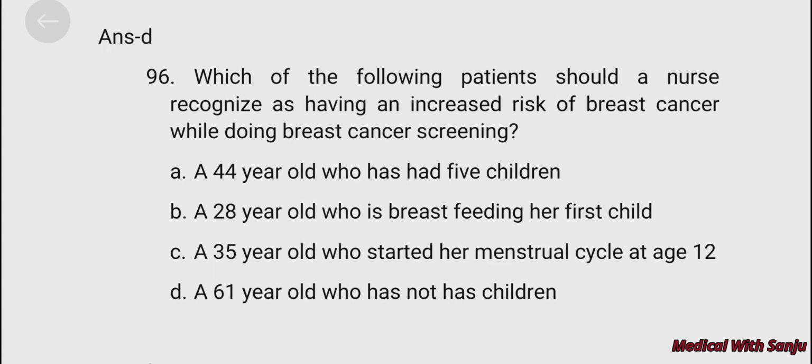Question number 96. Which of the following patients should a nurse recognize as having an increased risk of breast cancer while doing breast cancer screening? Option A 44-year-old who had 5 children, option B 28-year-old who is breastfeeding her first child, option C 35-year-old who started her menstruation cycle at age 12, option D 61-year-old who has not had children.